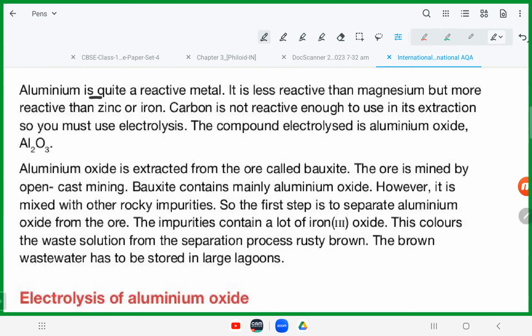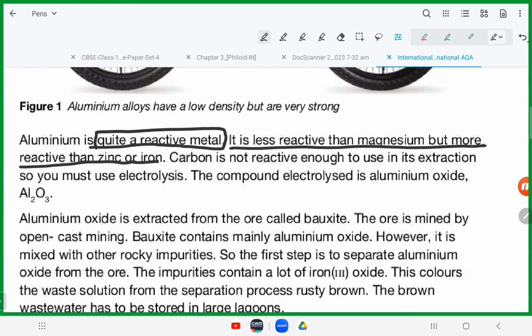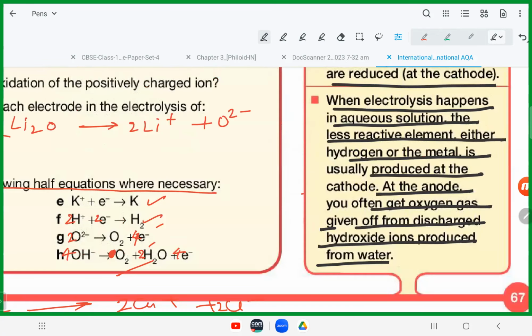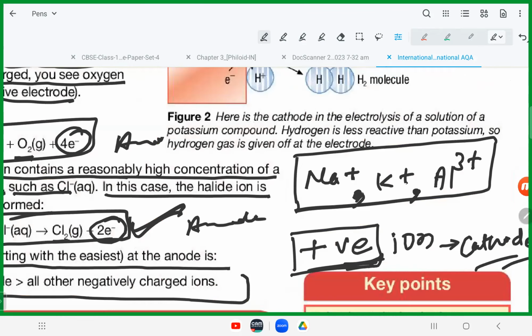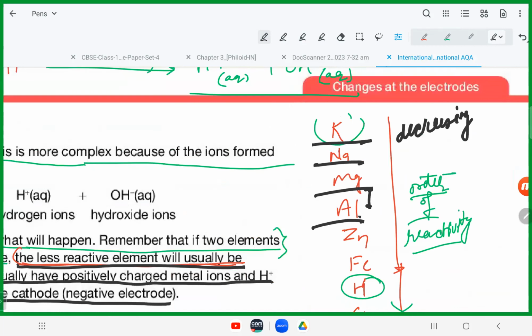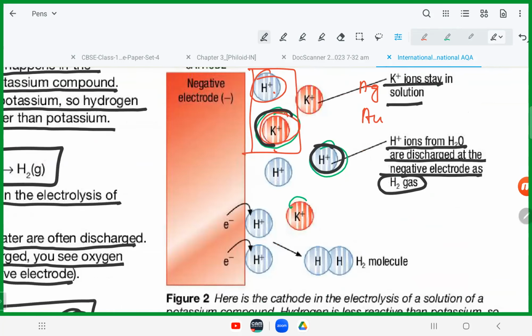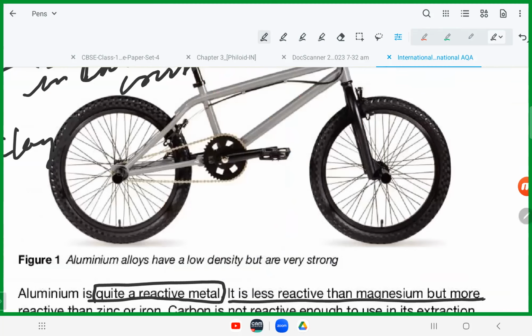Aluminum is quite a reactive metal. It is less reactive than magnesium, but more reactive than zinc or iron. So you can see in the reactivity series, aluminum is below magnesium, so less reactive, but above zinc and iron, so more reactive. That is the point they are mentioning here.